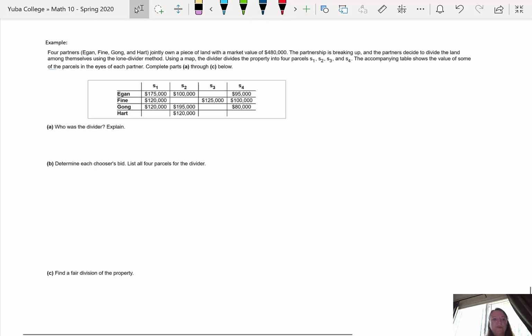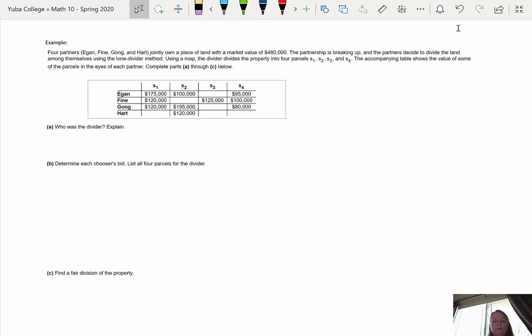Okay, so one more example. We have 4 partners, Egan, Fine, Gong, and Hart, who jointly own a piece of land, and the market value is $480,000. The partnership is breaking up and the partners decide to divide the land among themselves using the lone divider method. Using the map, the divider divides the property into 4 parcels, S sub 1, S sub 2, S sub 3, and S sub 4. The accompanying table shows the value of the parcels in the eyes of each player. Complete parts A through C.